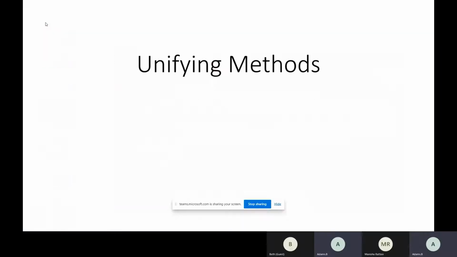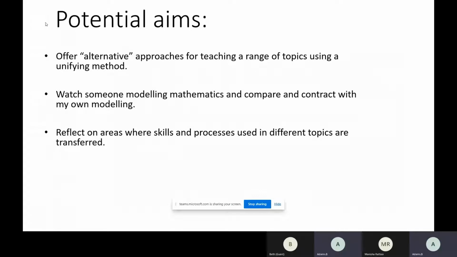This is actually like a multi-place topic. I'm covering loads and loads of stuff, but we're going to be looking at a range of topics using a unifying method. So that might be useful. You can watch me model it. I'm going to try and model it exactly as I model it in class. But obviously I'll be messier because I'm using my Wacom, and I'll be quicker.